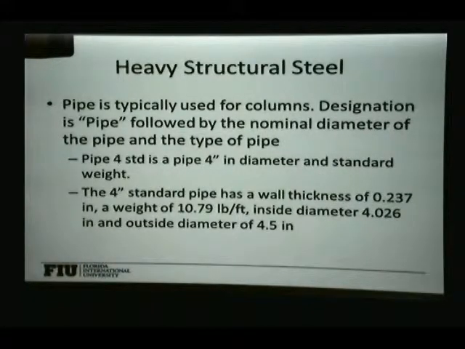Pipe, it's called pipe, and you can have it in round format. It gives you the standard diameter and the weight. So a 4-inch standard pipe has a wall thickness of 0.23 and a weight of 10.79 pounds per foot. This information you will find on tables, right? So the pipe will be just called pipe 4-inch, and then that will be a 4-inch diameter pipe.